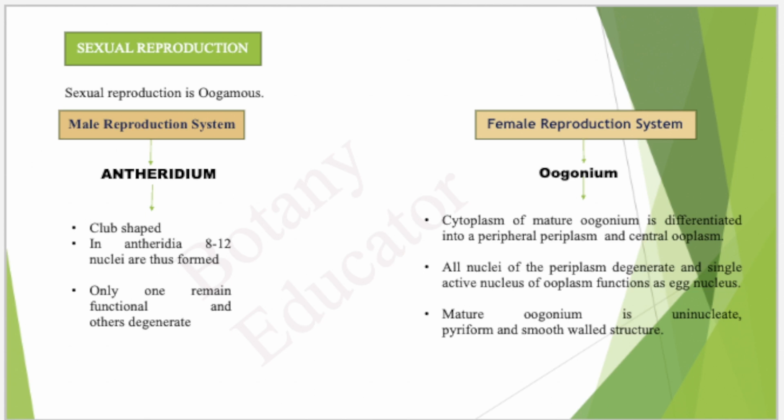So only one will be functional. In the oogonium, the mature oogonium forms a peripheral periplasm and a central ooplasm. In the central ooplasm, all the nuclei are degenerated and a single egg nucleus is present. Mature oogonium is uninucleate and it converts into a structure which is known as egg.